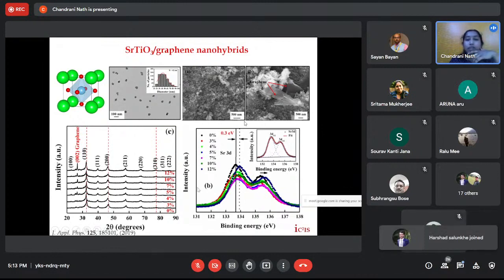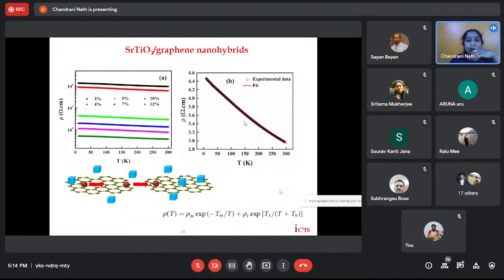We have done the routine characterization of XRD and XPS. In XPS, we found that with increasing graphene loading, there was a shift in the Sr 3d peak. That was mainly due to the amorphization of strontium titanate, because more graphene loading was providing a strain in the Sr-O bond. So let's move to our main study.